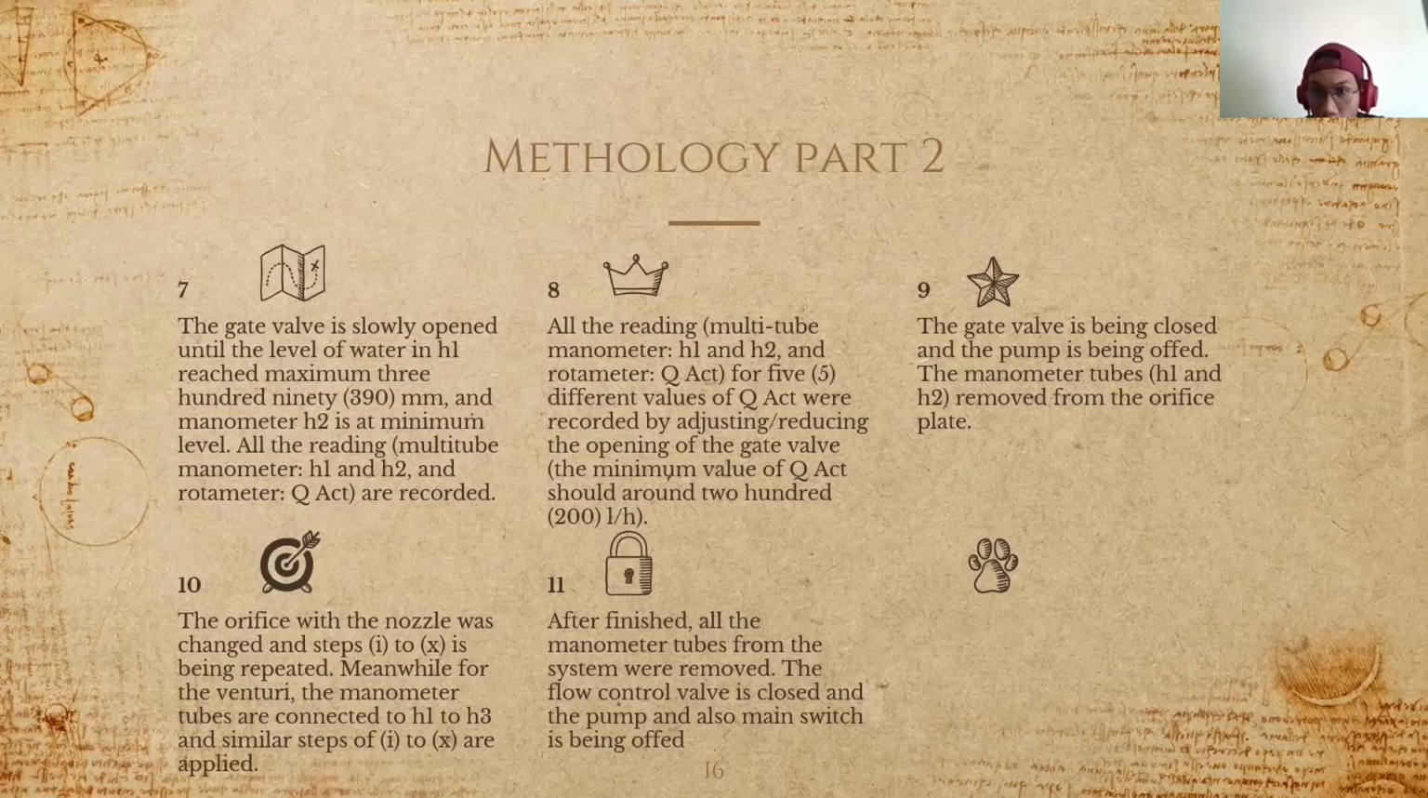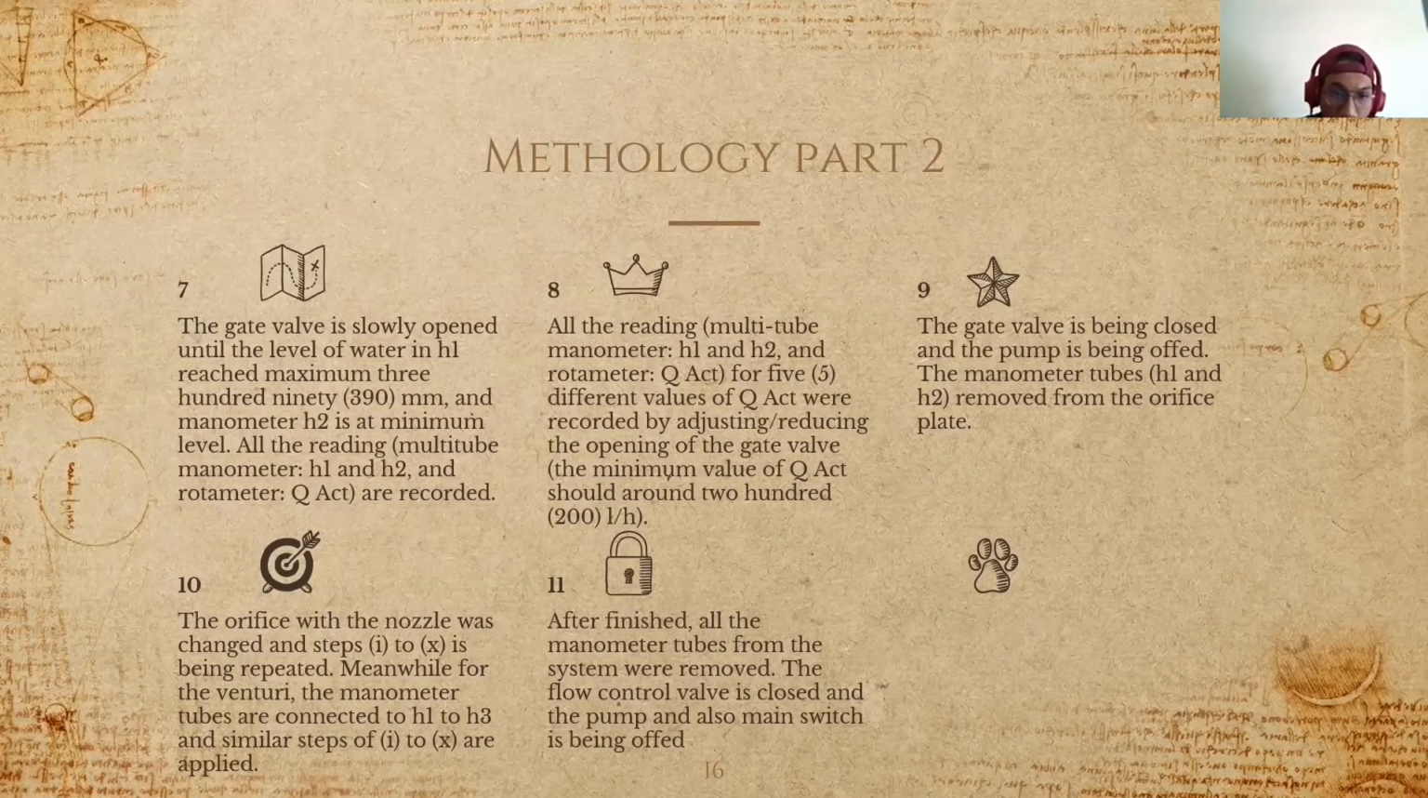The gate valve is closed. Number 9, the gate valve is closed and the pump is off. The manometer tubes H1 and H2 are removed from the orifice plate. Number 10, the orifice with the nozzle was changed and steps 1 to 10 are repeated.